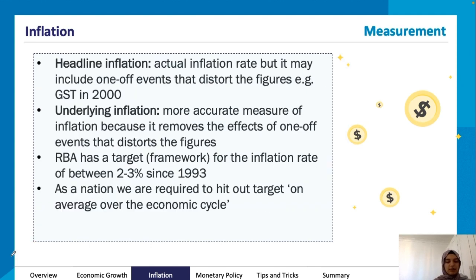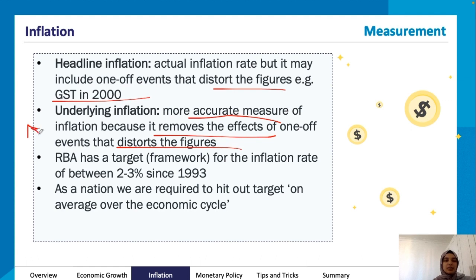Righto, next up we have headline inflation. This is the actual inflation rate, but it may include one-off events that distort the figures, for example, GST being introduced. Okay? So underlying inflation, what is that? That is a more accurate measure of inflation because it removes the effects of one-off events that distort the entire figure. It can change the whole figure even though it's just one small thing that probably won't happen every time, like the introduction of GST. So underlying inflation tends to be more accurate in that way.